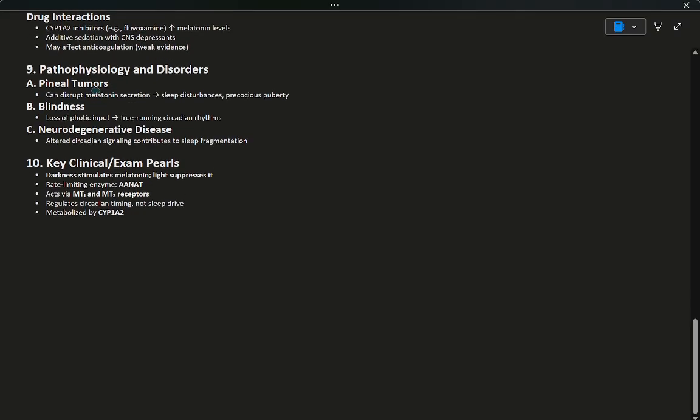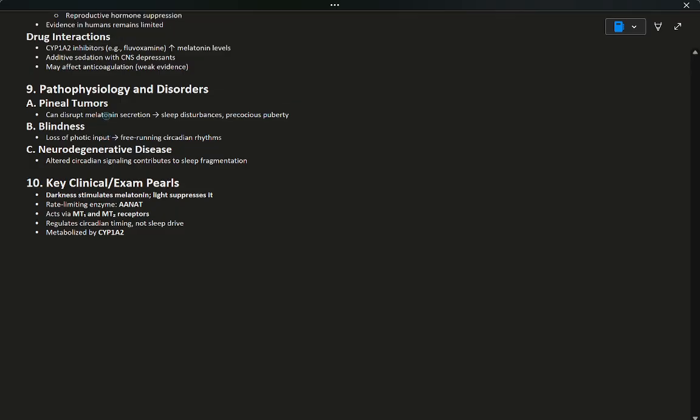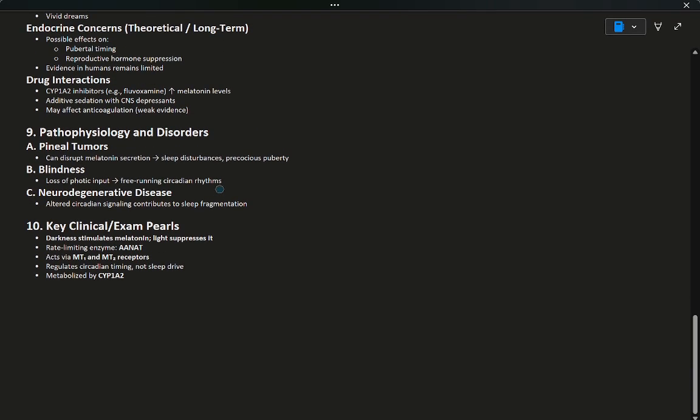Anyways, there's some clinical stuff to be aware of regarding melatonin. So, if there is a tumor in the pineal gland, this can disrupt the melatonin secretion, which can then lead to sleep disturbances and possibly precocious puberty. This is probably because of the disruption of melatonin secretion, as melatonin is known to have effects on pubertal timing and induce reproductive hormone suppression.